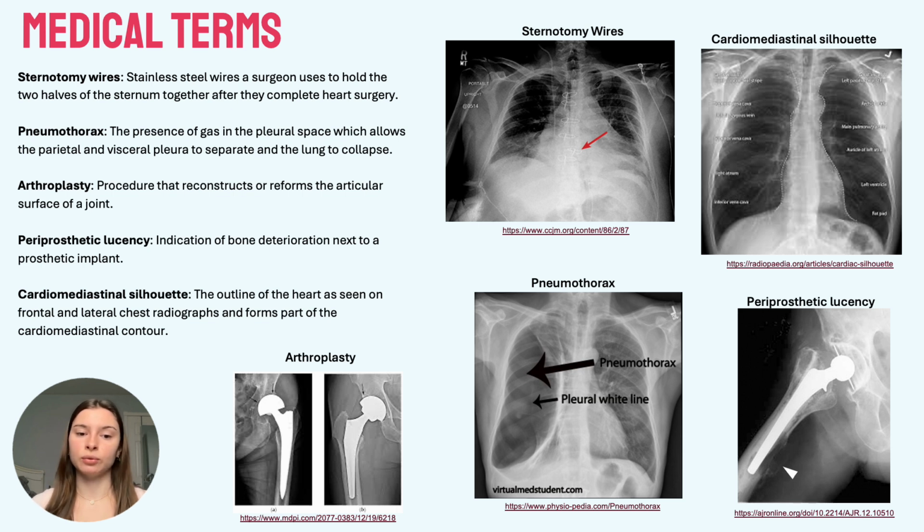Arthroplasty is the procedure that reconstructs or reforms the articular surface of a joint. Periprosthetic lucency is the indication of bone deterioration next to a prosthetic implant, and it's usually seen as dark on an X-ray image. And then cardiomediastinal silhouette is the outline of the heart as seen on a chest X-ray and forms part of the cardiomediastinal contour.